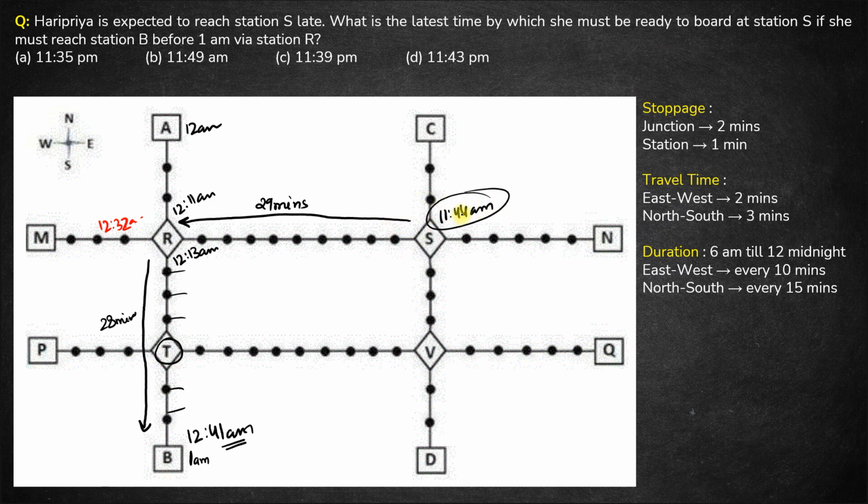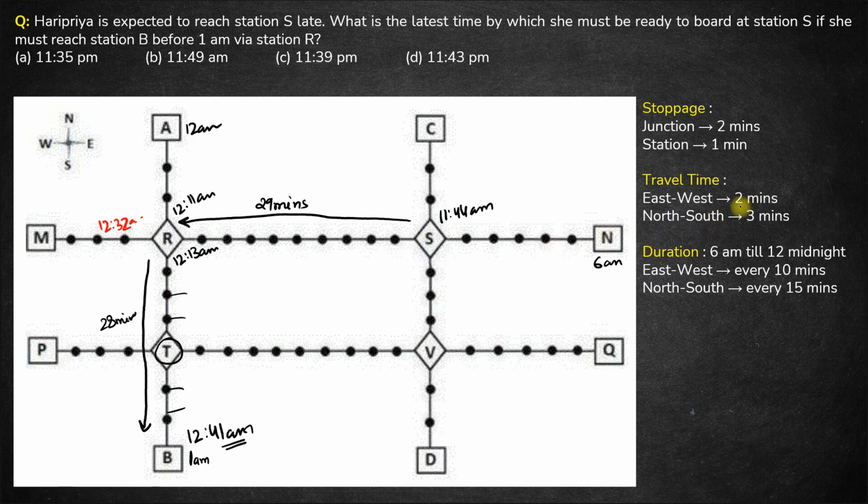If she leaves S after 11:44, she will miss this train and will not be able to reach B before 1 a.m. Then she'll have to wait for the train starting at 6 a.m. in the morning again. So she will not be able to reach on time. So this is the latest train that she should catch. So let's see if there is a train starting at 11:44 or before this. So we know the first train starts from N at 6 a.m., and how long does it take to reach S? Let's see.